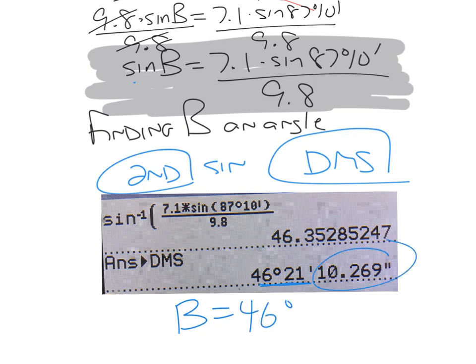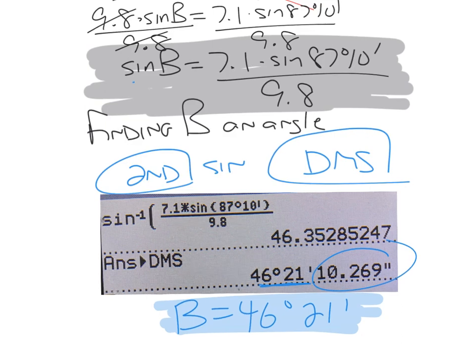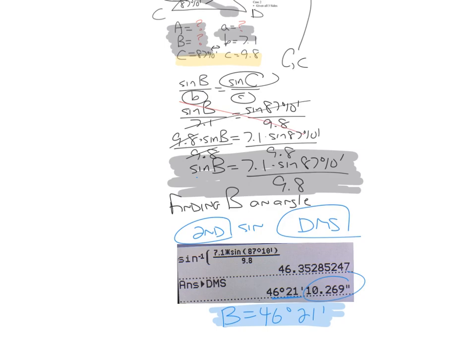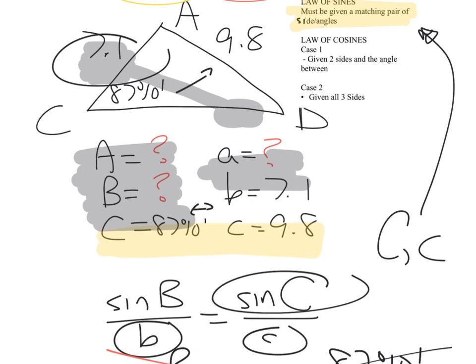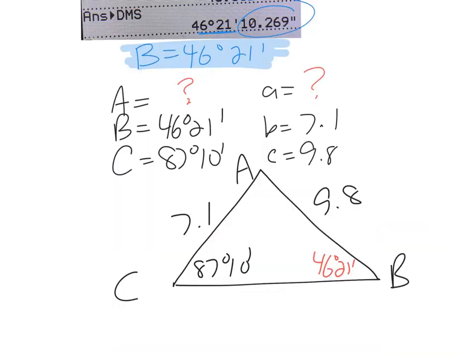So angle B, since we have 10.269 seconds, we keep it the same. So angle B is 46 degrees and 21 minutes. So that's the first part of our problem, to find angle B. But remember, we're trying to solve a triangle. To solve a triangle means to find all the sides and all the angles. So I found angle B to be 46 degrees and 21 minutes. I still have to find angle A and side A in order to solve this triangle.